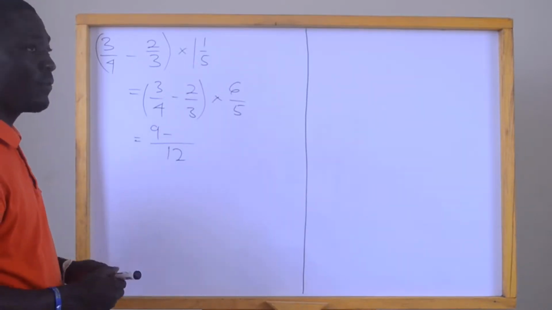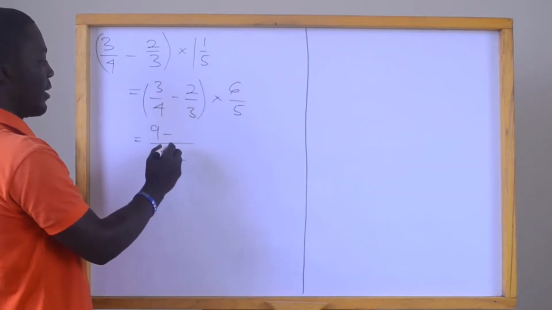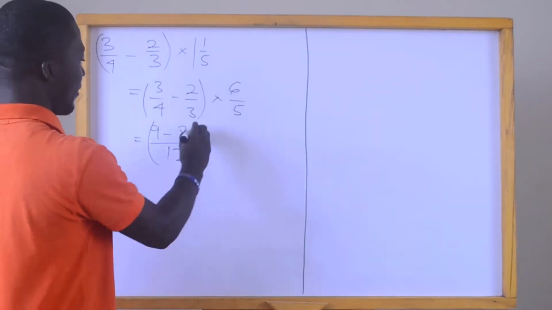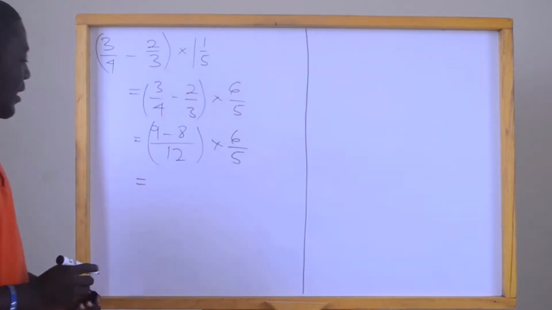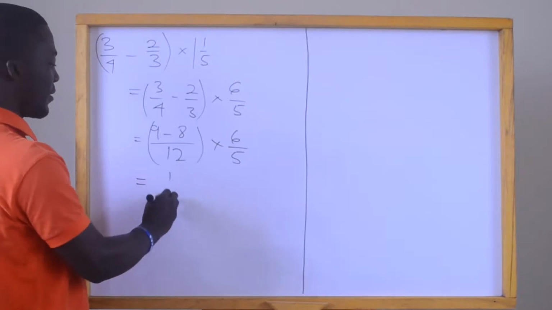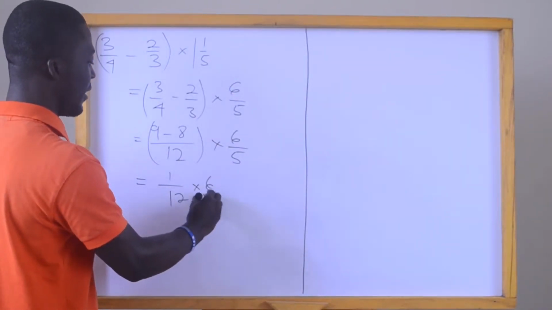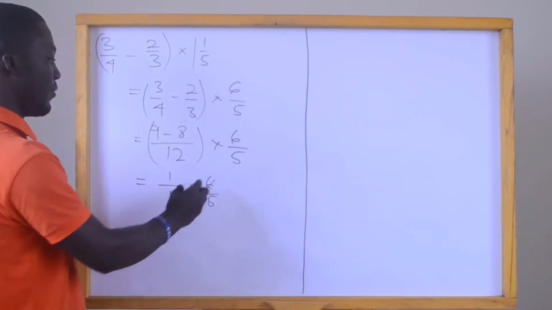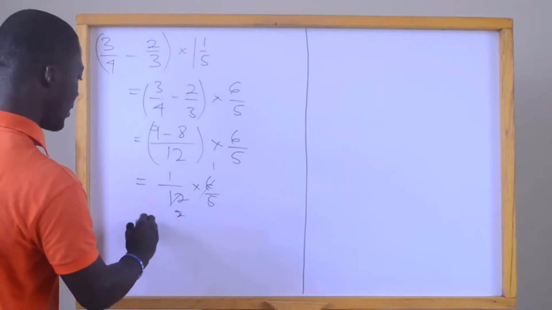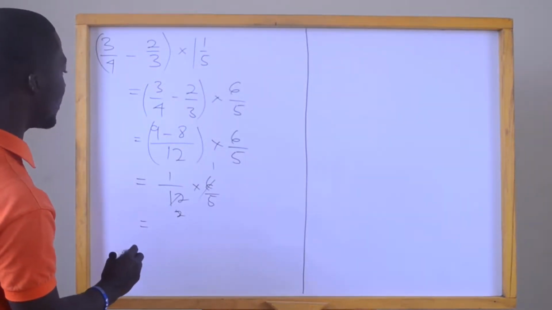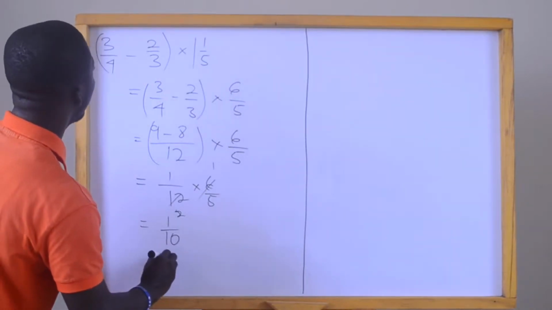3 goes into 12, 4 times. 4 times 2 is 8. And bring our 6 over 5. 9 minus 8 is obviously 1 over 12, times 6 over 5. 6 goes into 6 once and into 12 twice, which will finally give us an answer of 1 over 10.